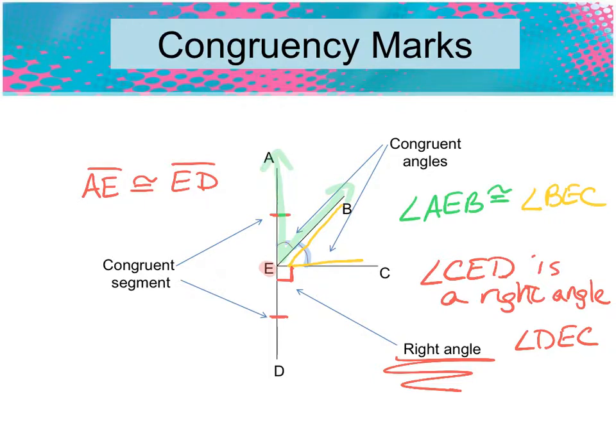Again, remember, if you have something that looks like this and it doesn't have that little square there, we can't assume that this ABC is right unless it's got the little box. So we can't assume it even though it looks like it's a right angle.